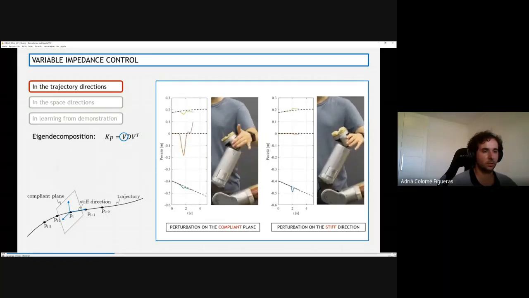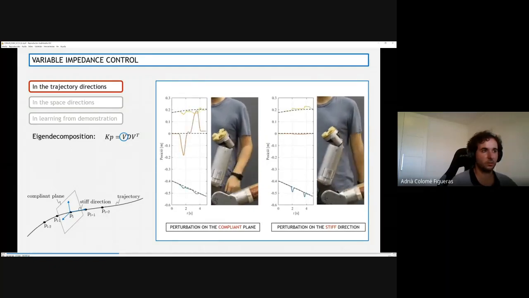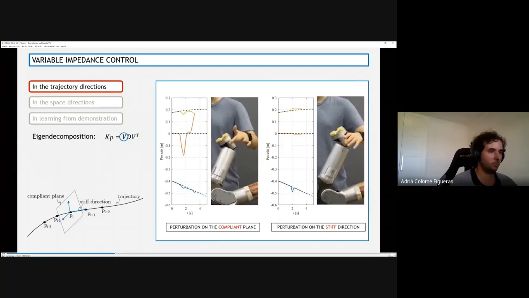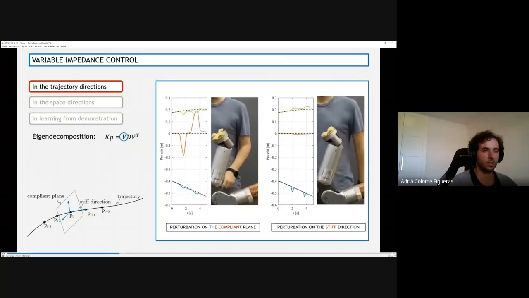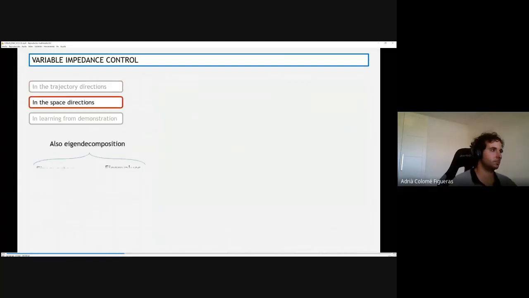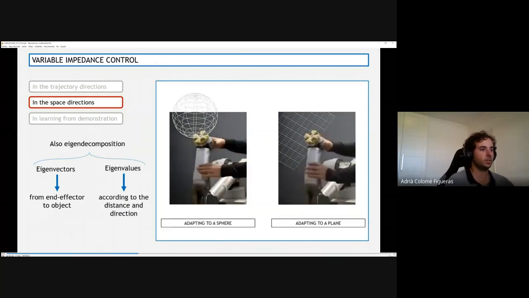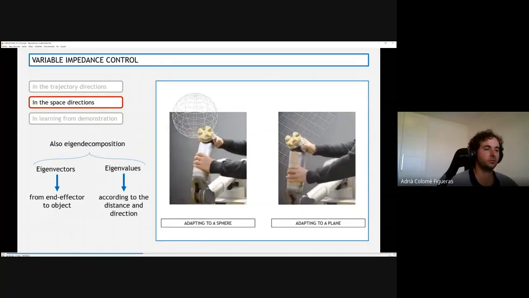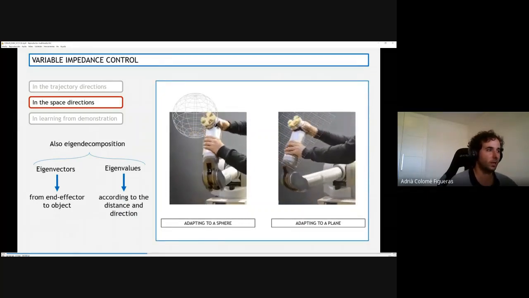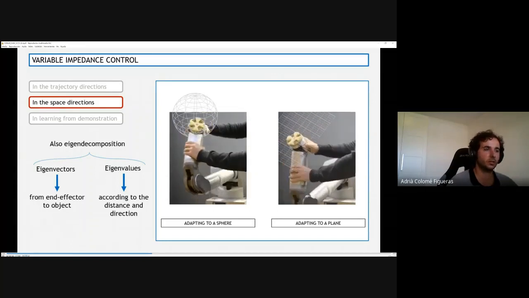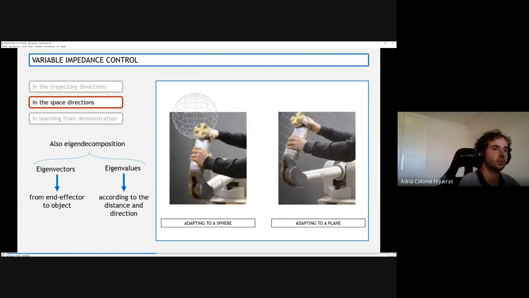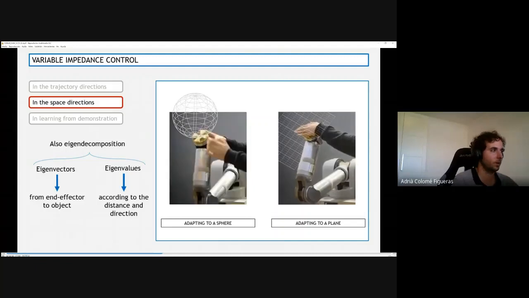So here you see the stiff direction. It is on the left. On the left, you can see on the compliant plane, perpendicular to the motion, you can move it a lot, but on the direction of motion, you cannot. Also, you can set surfaces that restrict the motion, and you increase the gains of the matrix that you build according to these directions.